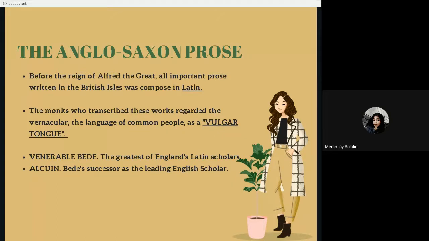compared again to other literary pieces. Now, it is just a review of Venerable Bede. Venerable Bede is the greatest of England's Latin scholars. And Alcuin is Bede's successor as the leading English scholar.